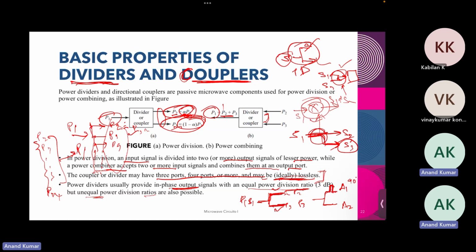So this antenna A2 is working at 0 degree, and A1 is at a 90-degree phase shift. So we're just changing the path length. We can manage the phase of the output signals.